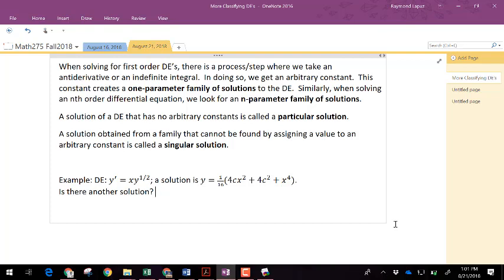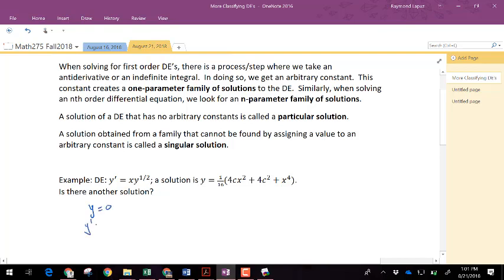y equals 0 would work, right? If I had y equal to 0, then y prime is equal to 0. So if I put y here, y prime equals x times y to the 1/2 power. So y prime is 0, equal to x times 0. 0 is equal to 0. So that works.